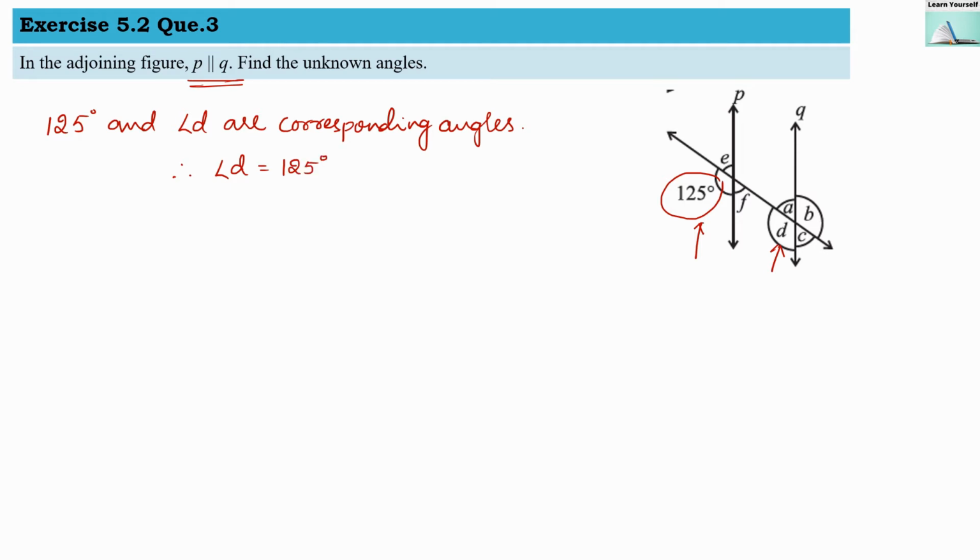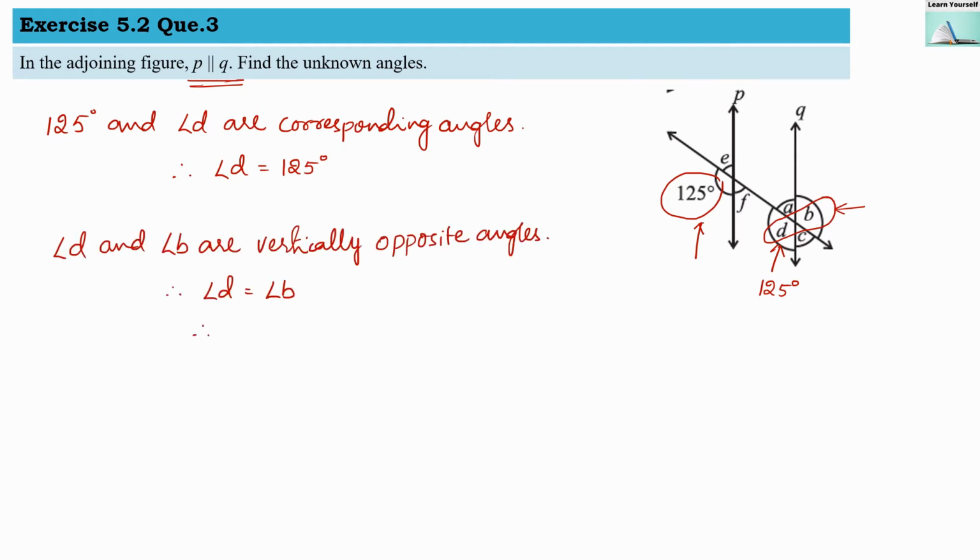Now we know that angle D's measure is 125 degrees. So the angle diagonally opposite to it will be a vertically opposite angle, and the measure of these two angles will be the same. That is, angle B and angle D's measures will be the same. And because of that, angle B's measure will be 125 degrees.